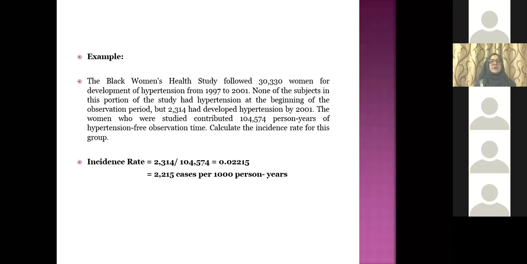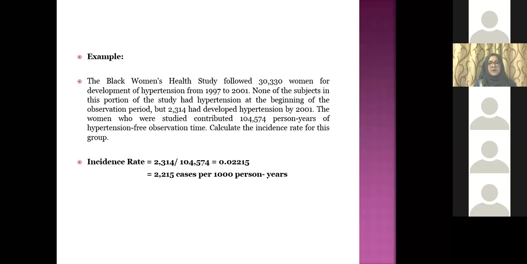104,574 person years of hypertension. So basically, this is the person years. So this will be the denominator for sure. So you mark it as your denominator, which is 104,574 person years of hypertension-free observation time. You have to calculate the incidence rate for this group.